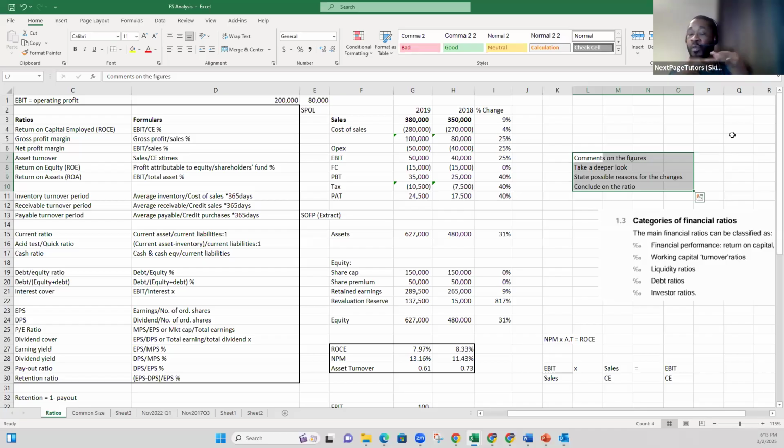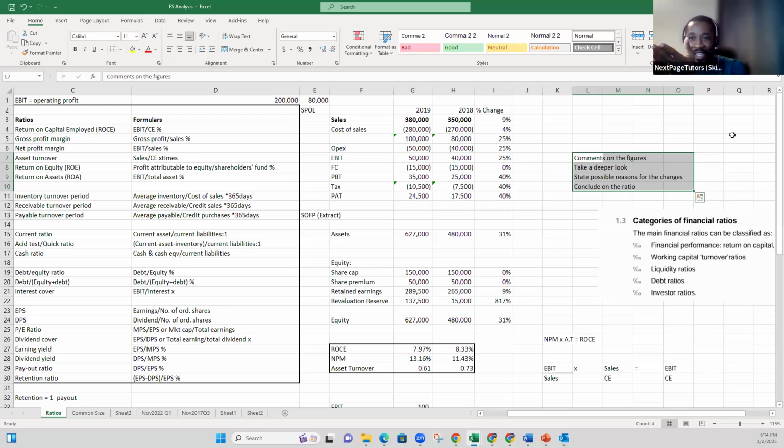I'll probably see that ROCE is my overall measure of profitability, and that decreased from 8.33 in 2018 to 7.97 in 2019. And a further look at the components of ROCE, which are net profit margin and asset turnover, okay, so I will take it this way because I've seen those two figures. I can see that the decline in ROCE is actually more attributable to the decline in asset turnover.